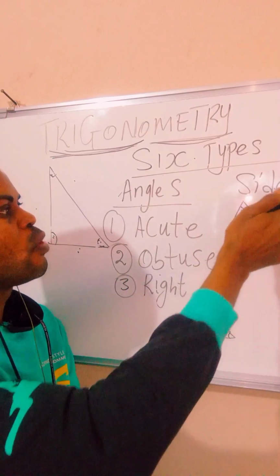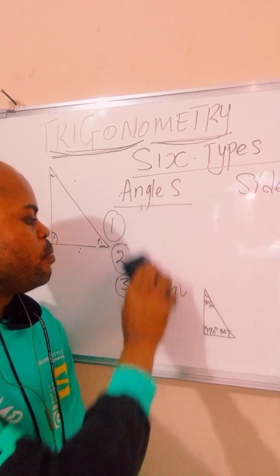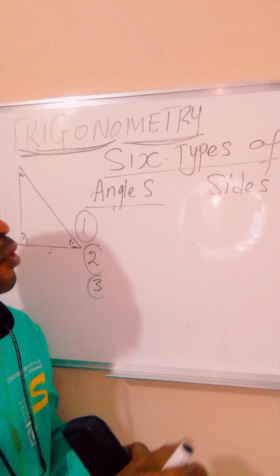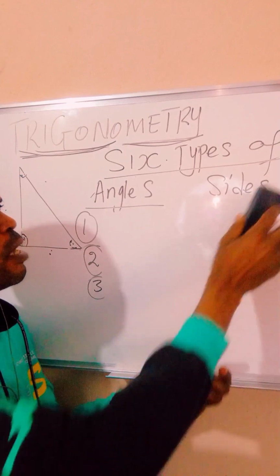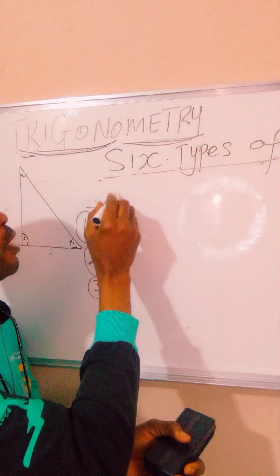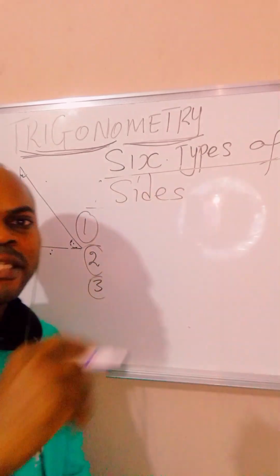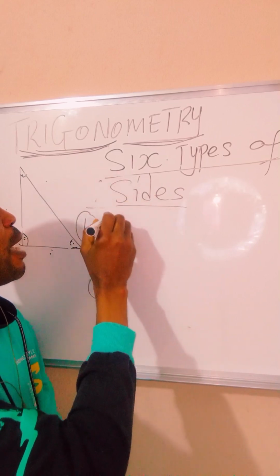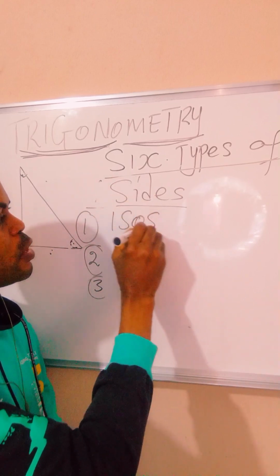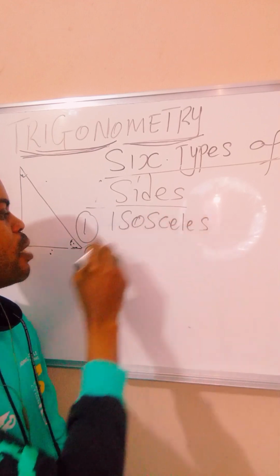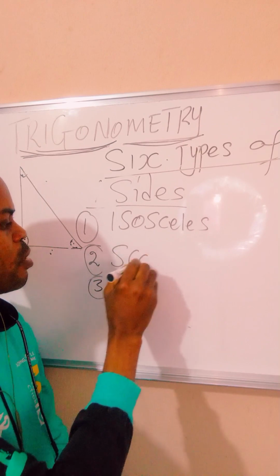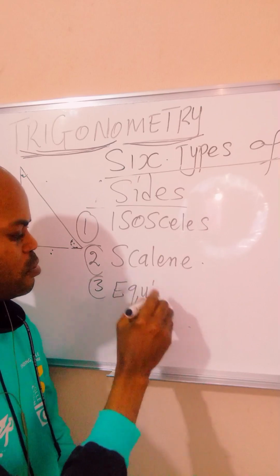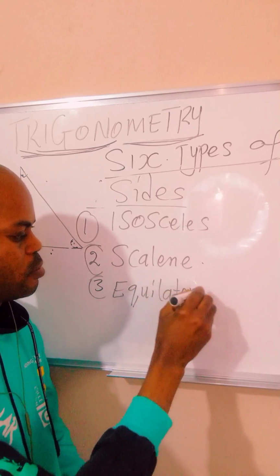So next on the line is to classify triangles based on the sides. If you classify triangles based on sides, you're going to be having, number one, the isosceles triangle, the scalene triangle, and the equilateral triangle.